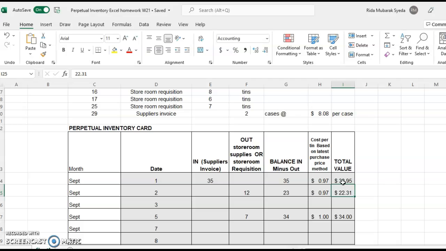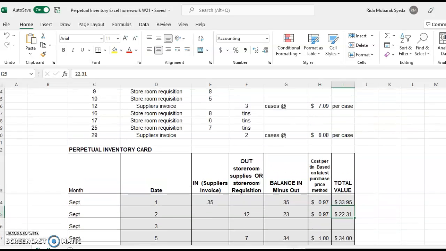So that is correct. Moving on to the next one, since we had 12 cans and it was under storeroom requisition, it'll go under there, and because it was going out, we lost 12 cans. So what we did was we subtracted 12 from 35 and we got 23, and we did the same thing. We did the cell reference. We got the same thing on paper as well as Excel. Let's move on to the next one.